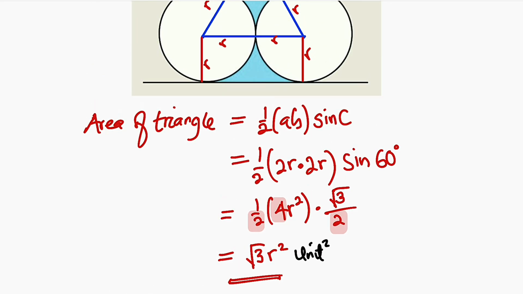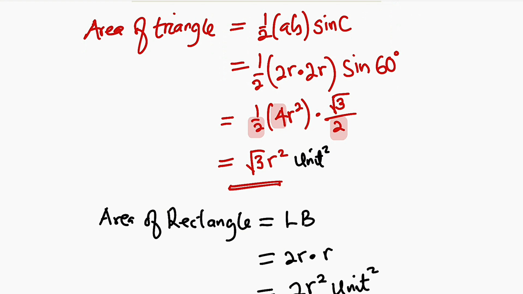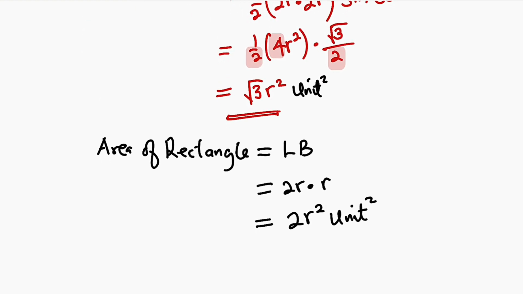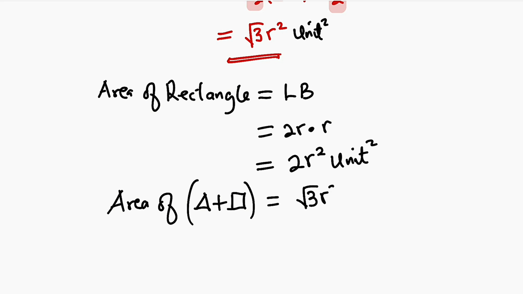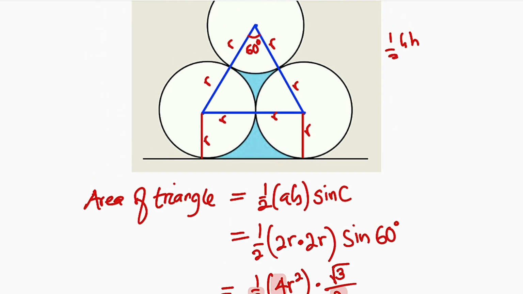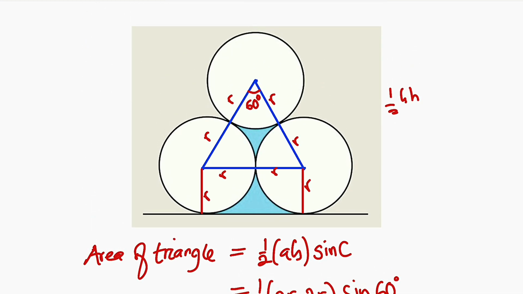So the area of triangle plus that of rectangle is going to be root 3 R squared plus 2R squared. So let me add the two together. Will be equal to root 3 R squared plus 2R squared. All of this unit squared. So all we have to do next is to subtract the area of the sectors. So how can we find the area of these sectors?